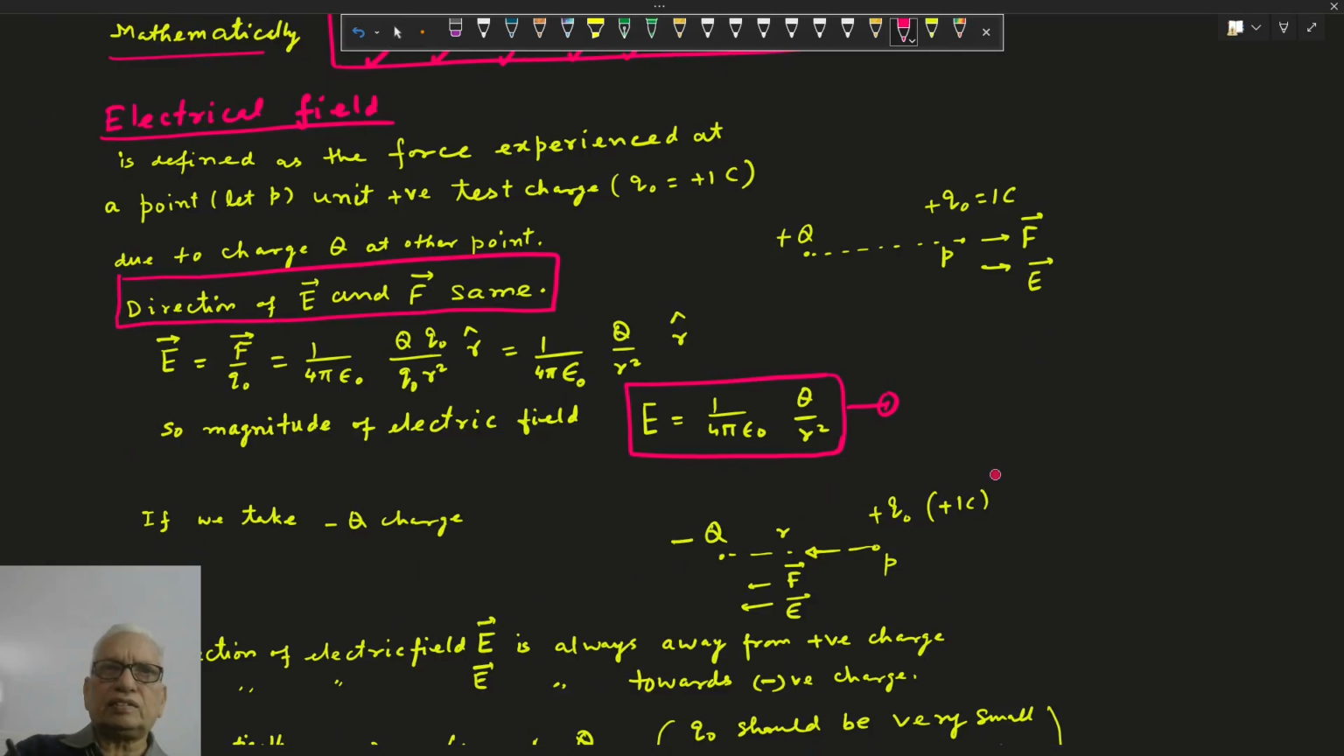Now here, electrical field. Suppose this is the positive charge here and the force on a positive test charge is away from it, repulsion. If it is negative, the force on the test charge is toward it, due to the minus Q. On a positive charge the force is attraction due to plus Q. So electrical field is defined as the force experienced at a point by the unit positive test charge. Electrical field is the force experienced by a unit positive charge at a distance.